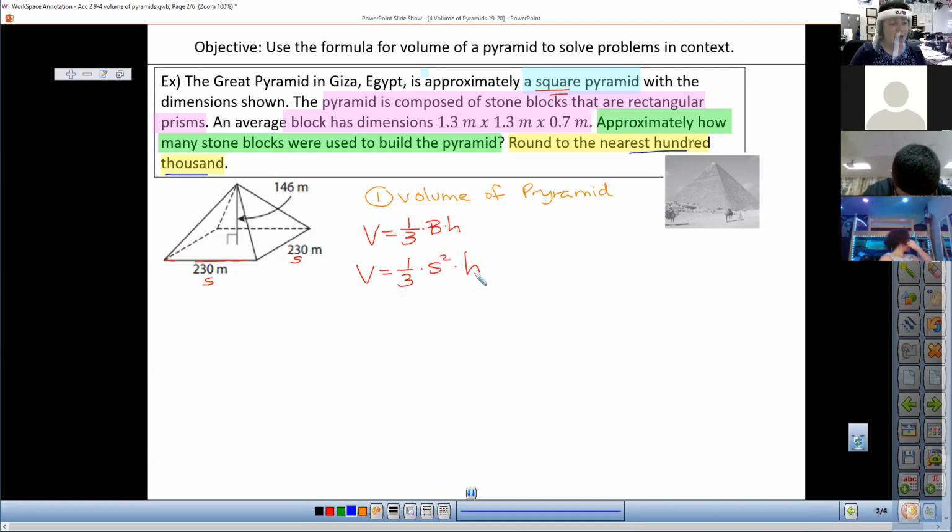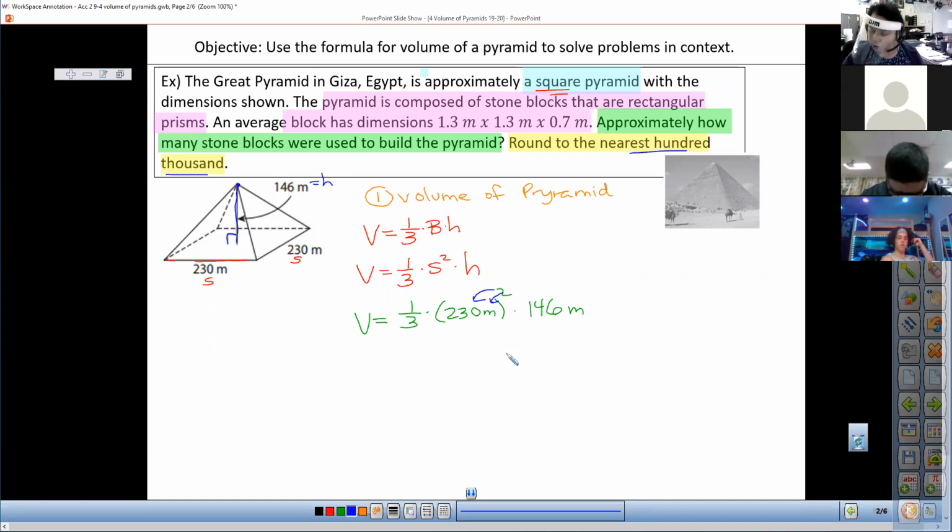So the height, H, remember, goes from my apex, my peak, straight down perpendicular, there's my right angle, to the square, which is the base. So that makes the 146 meters the height of this pyramid. So I'm going to plug in my numbers. My volume of my pyramid is going to be 1/3 times my 230 meters squared times my height of 146 meters. Remember with S squared, we're squaring the 230 and the meters.